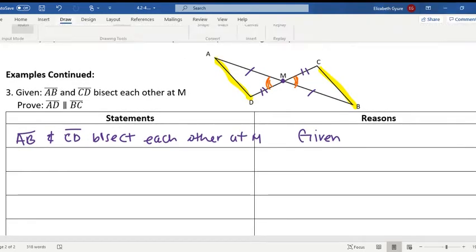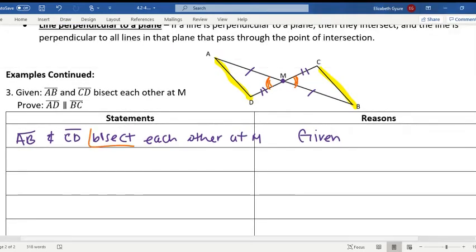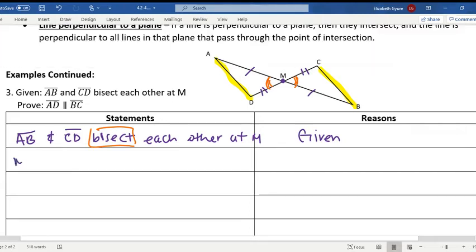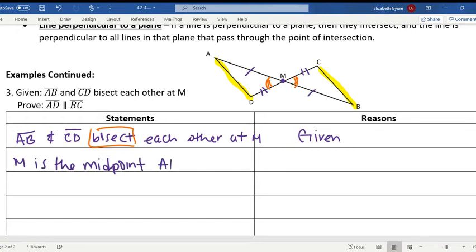All right, so now let's use our vocab. We have a bisector. So let's make sure we were listening. If we have a bisector, what are we going to be able to say next? Think about our vocab. What'd you say? Yeah, exactly. We're going to be able to say that M is the midpoint of segment AB and segment CD. And that would be the definition of a segment bisector.